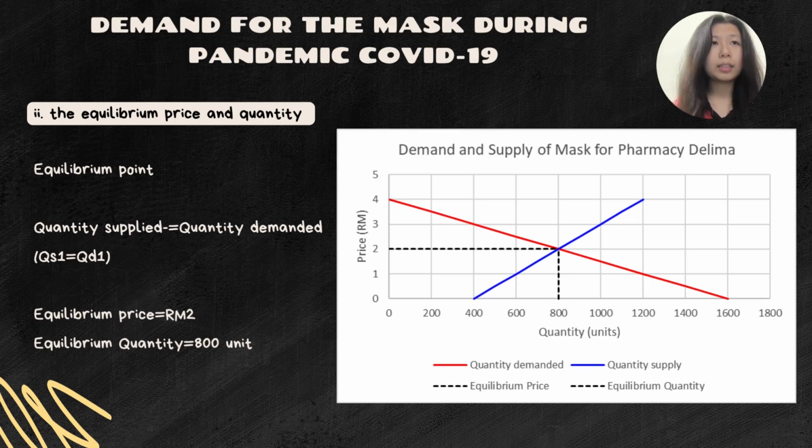So we can see the graph on the right side. The equilibrium point is achieved when the demand curve intersects with the supply curve. The point is shown by the arrow. This means the quantity supplied is equal to the quantity demanded. We can conclude that the equilibrium price is 2 ringgit and the equilibrium quantity is 800 units.